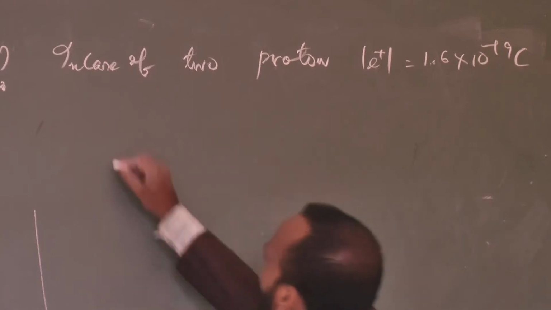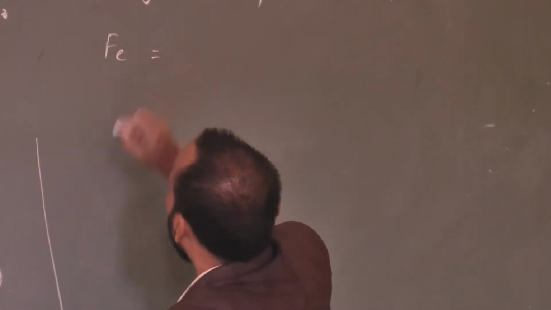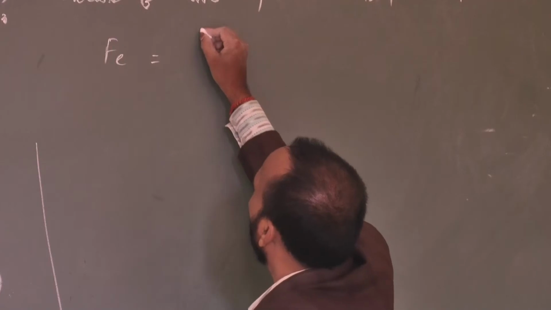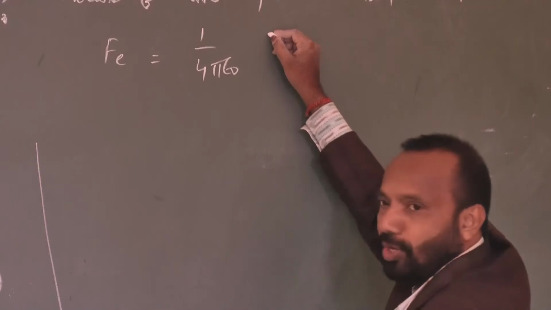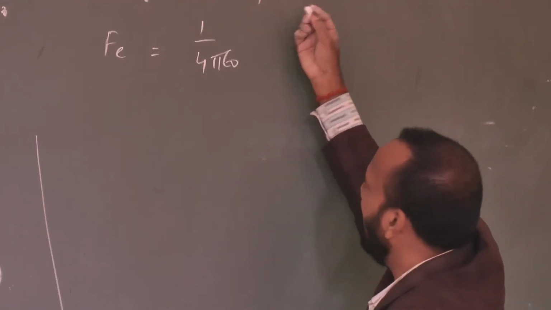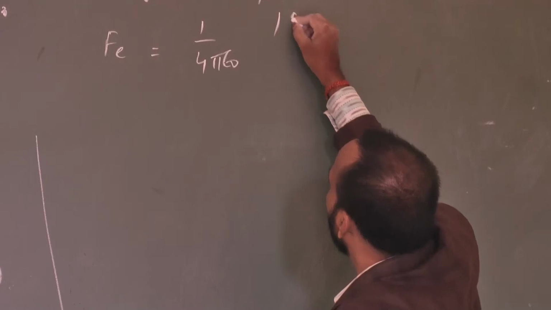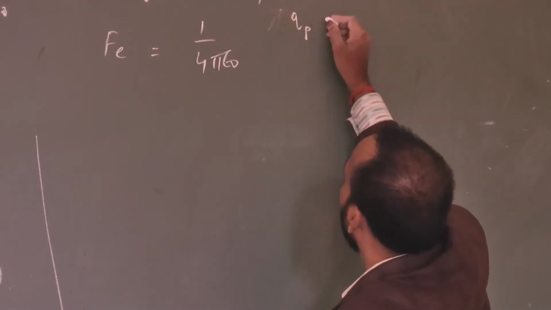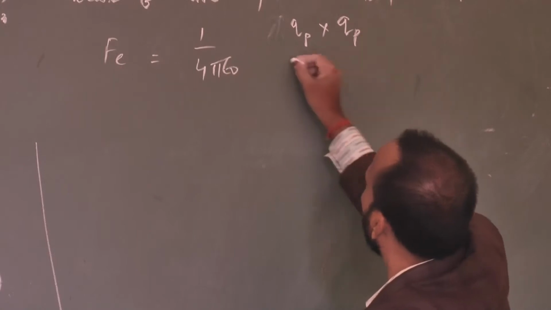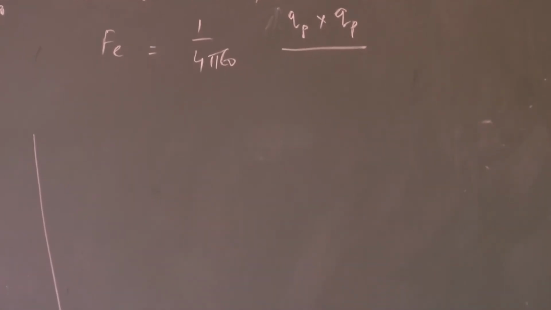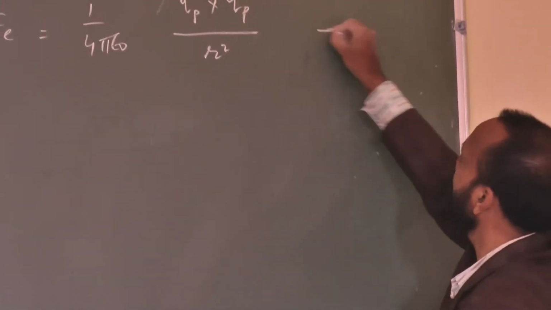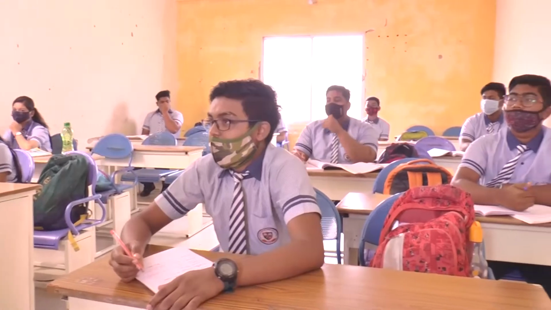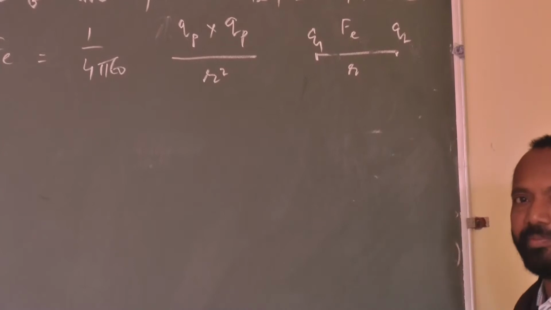Now according to the electrostatic force Fe, I write 1 by 4 pi epsilon naught, this is now the proton magnitude. So I can say this is the charge of the proton Qp into again the charge of the proton Qp, divided by r square, the distance in between. This is Q1 charge, this is Q2 charge, and the force of interaction, the electrostatic force, is taking place.